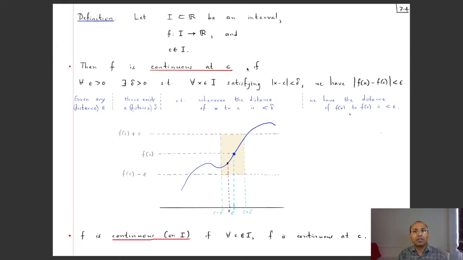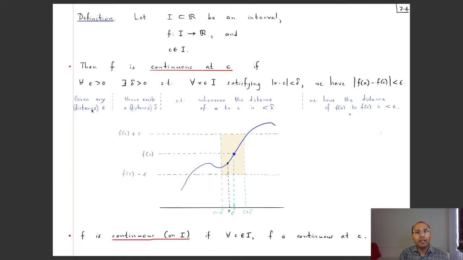F is continuous at c if for every epsilon positive, there exists a positive delta such that whenever x has its distance to c less than delta, so mod x minus c is less than delta, we have that mod of f of x minus f of c is less than epsilon. Okay, so now intuitively what does it mean?